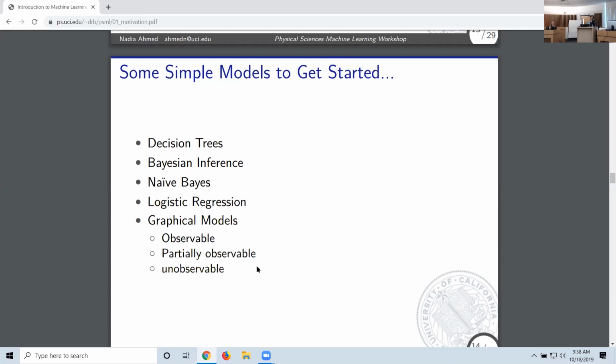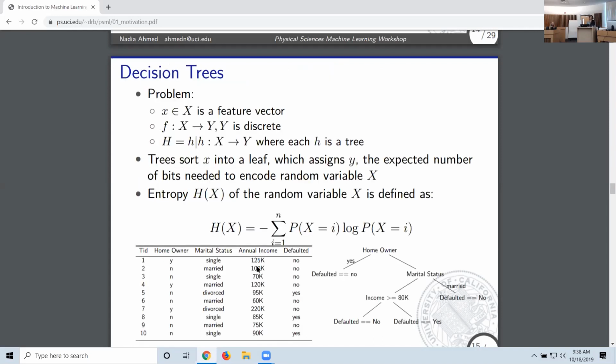I could employ a graphical model where my independencies are based on certain assumptions that I make with respect to the system. And also, what's the nature of the data I'm dealing with? Is it fully observable? Is it partially observable? Or is it unobservable in the case of an unsupervised learner? All of those are going to change the sort of techniques that I'm going to use in my learning approach.